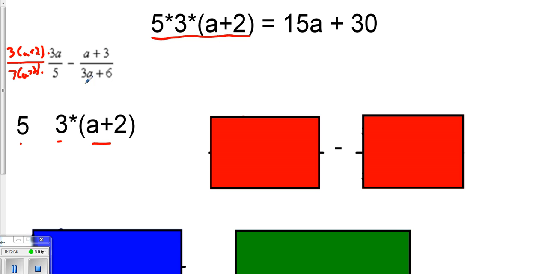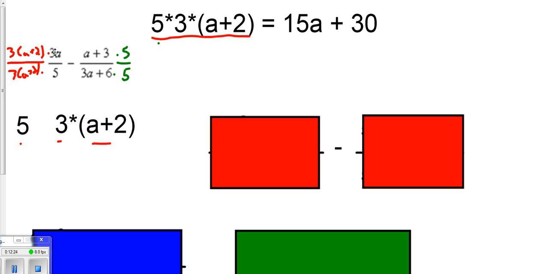This one over here, we have the 3, we have the a plus 2. What are we missing? Just this 5. So we're going to multiply it by 5 on top and on bottom. That'll help us create our new rational expressions.